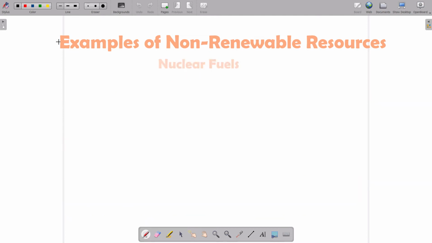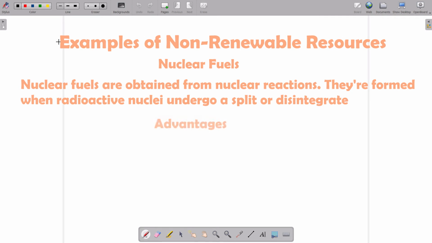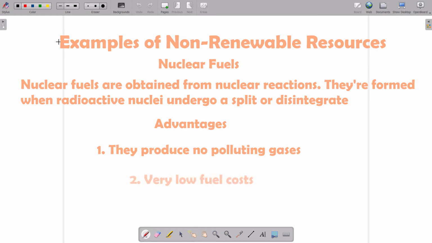The other is nuclear fuels. When you talk about nuclear fuels, what comes to mind? The nucleus of an atom. So nuclear fuels are obtained from nuclear reactions. They are formed when a radioactive nucleus undergoes a split or disintegrates. Advantages: they produce no polluting gases. And the second, they are cost effective, very low fuel cost, and so they can be relied on in terms of cost.